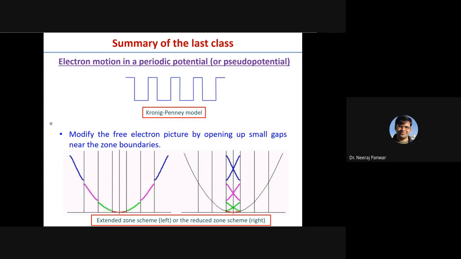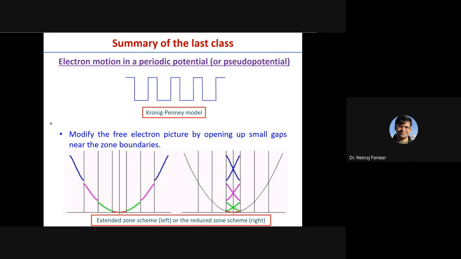So in a couple of slides, I will summarize the previous class, so that will form a basis of today's lecture. You will recall what we discussed in the previous class. We discussed the motion of electrons in a periodic potential. The periodic potential is created by the ions or atoms which possess translational symmetry, meaning that ions or atoms are located at a fixed distance with respect to each other.